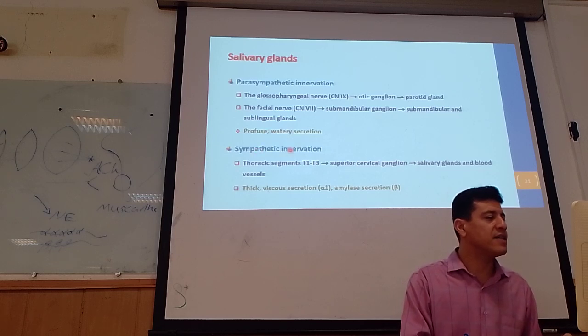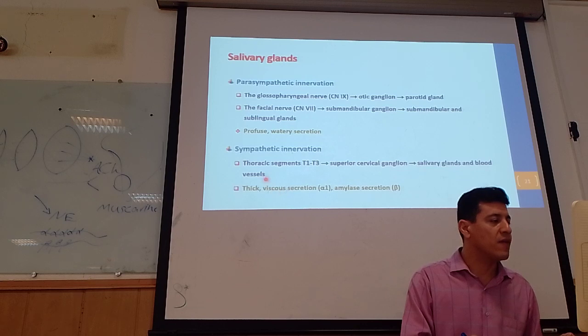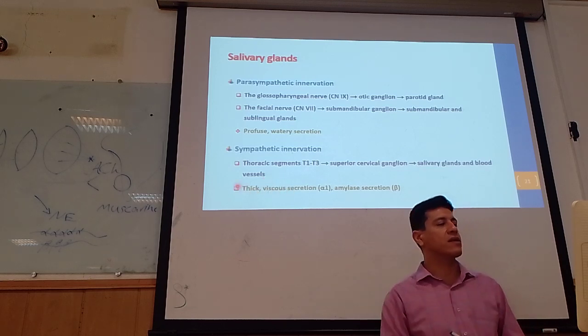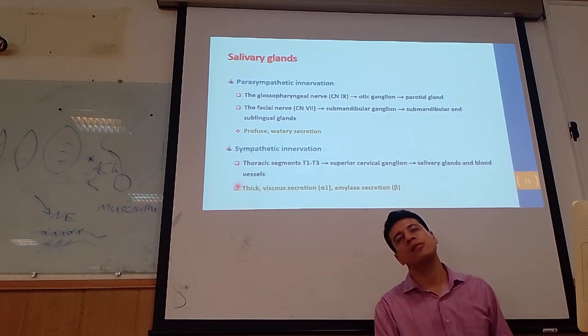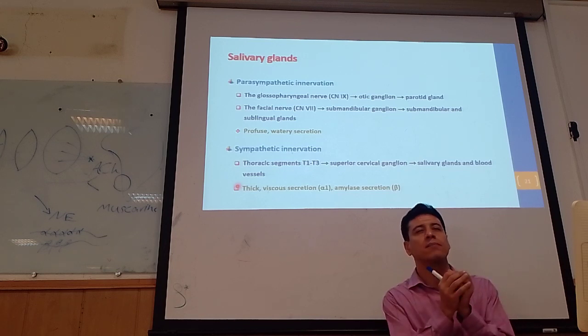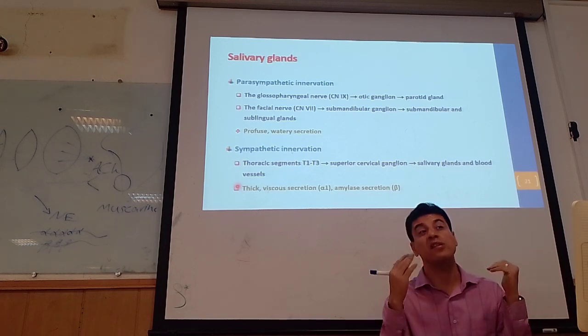But sympathetic innervation is by way of T1 through T3 segments that go to the superior cervical ganglion. Then from here they go to the salivary glands and also to the blood vessels. So they cause thick and viscous secretion. Saliva becomes less but thick, viscous.